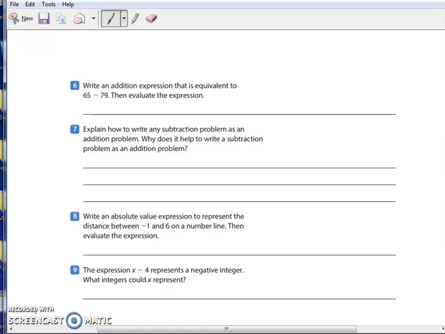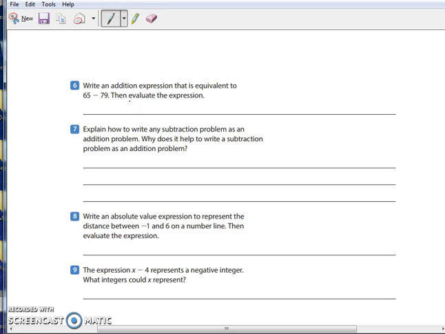Hi, I just want to talk to you today about the Ready Practice and Problem Solving book that you're working on, pages 19 and 20. And I wanted to talk to you a little bit about some questions I saw on page 20 just to clarify. The one I wanted to start with is number 6.